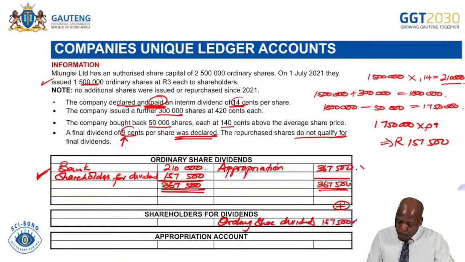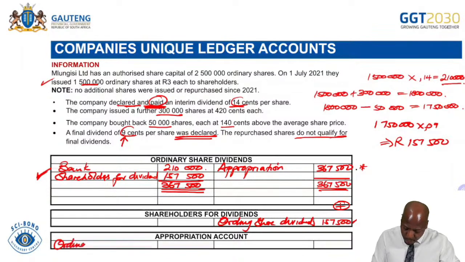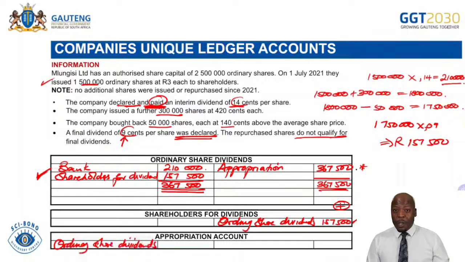That is my ordinary share dividends. And then the appropriation amount, remember, I'm going to close it off to my appropriation. And what do I say? Ordinary share dividends. You would find other text would say dividends on ordinary shares. It's still one and the same thing. Then you get 367,500.